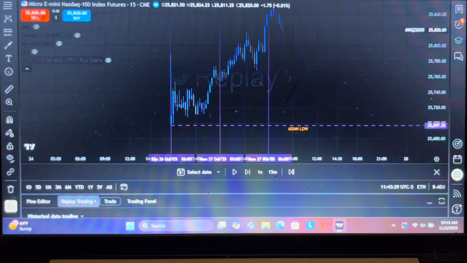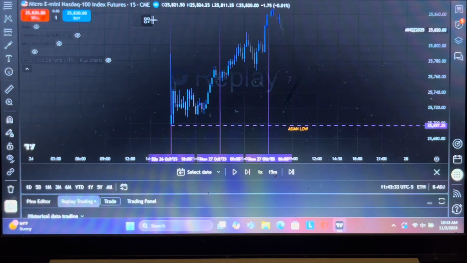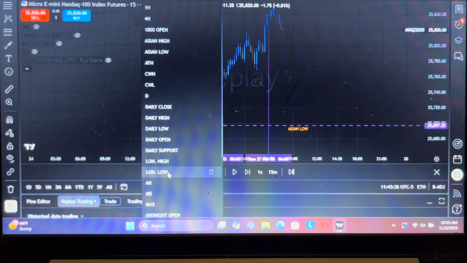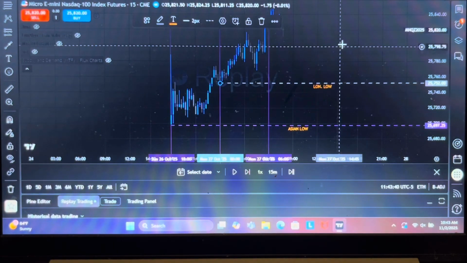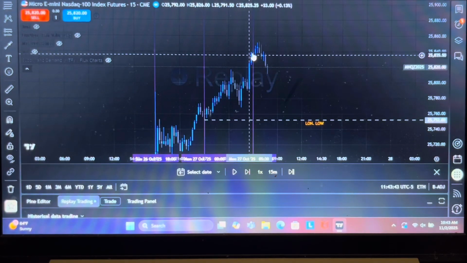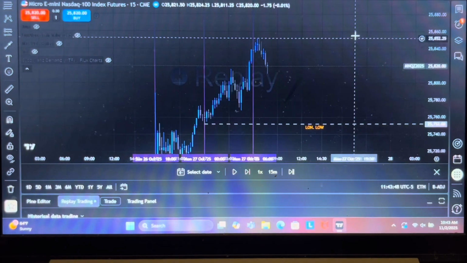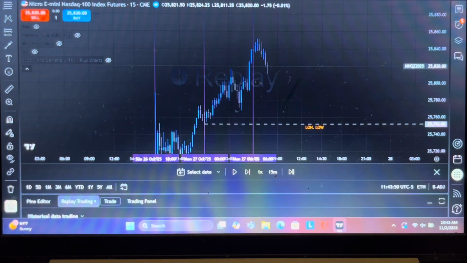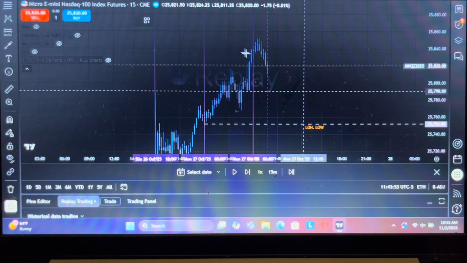And now next, I'm going to mark up my London low. So let's get that marked up right here. Yes. So marked up my London low. The same thing as the Asian high, I'm still going to mark up my London high. Hold on one moment.